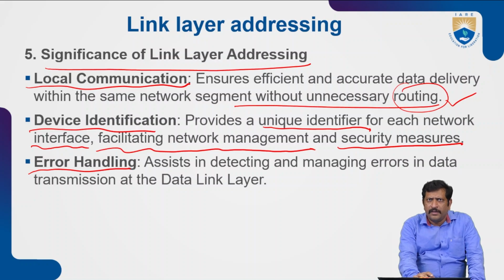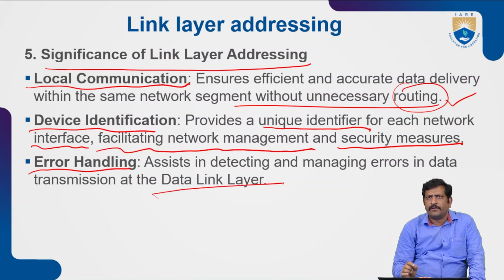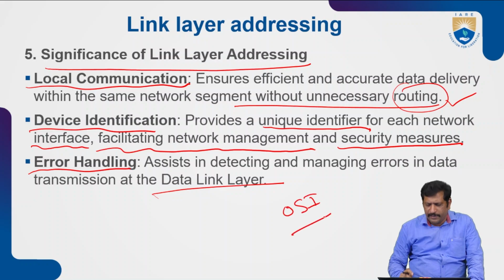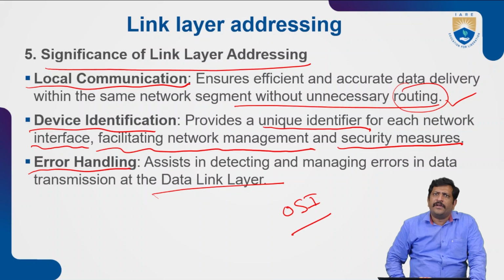Error handling means that whatever data we transfer over the network, errors are detected and managed in the data transmissions at the data link layer. That's why error handling assists in detecting and managing errors in data transmissions at the data link layer in the OSI, Open System Interconnection, reference model.